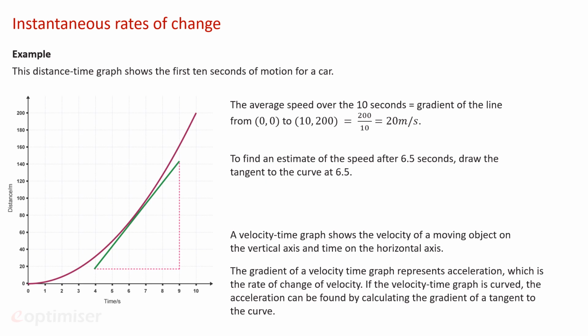To find the estimate of the speed after 6.5 seconds, you can draw a tangent at that particular point and calculate the gradient of that line. Looking at that line between 4 and 9, the change in x is 5. The change in y is 140 minus 20, so that is 120. Therefore the gradient is 24. So around 6.5 seconds, the speed is 24 meters per second, but the average speed is 20 meters per second.